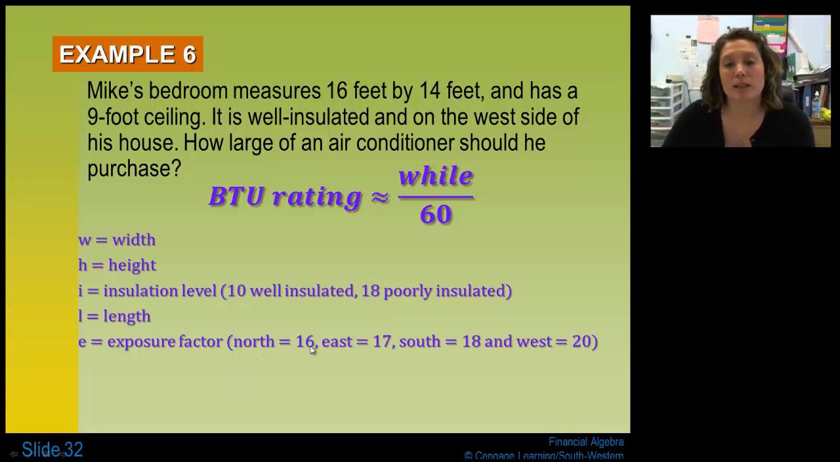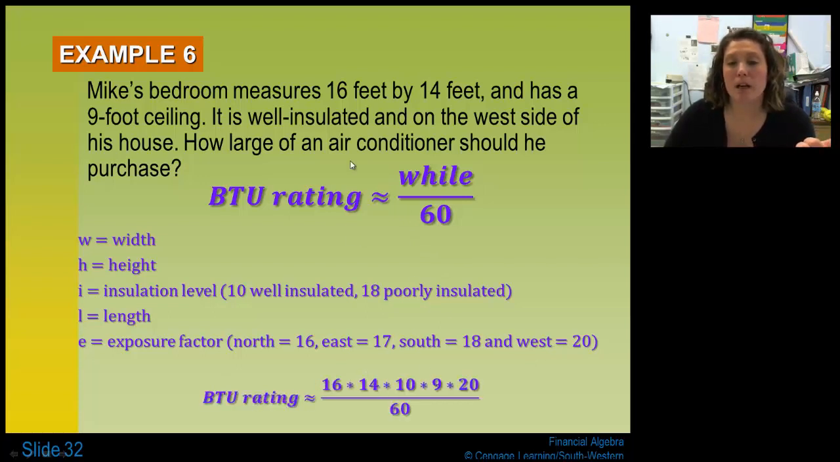So if it's facing north, it's a 16. If it's east, it's 17. If it's south, it's 18. And if it's west, it's 20. Okay? So real simple multiplication. To find our BTU rating, we take those values out of here, as well as our exposure and our insulation level, and we put them in, multiply, and divide by 60. So 16 times 14 times 10 times 9 times 20. All of that divided by 60.